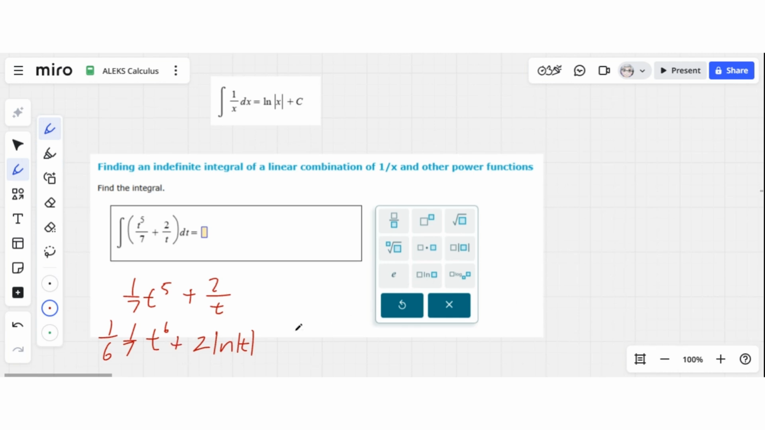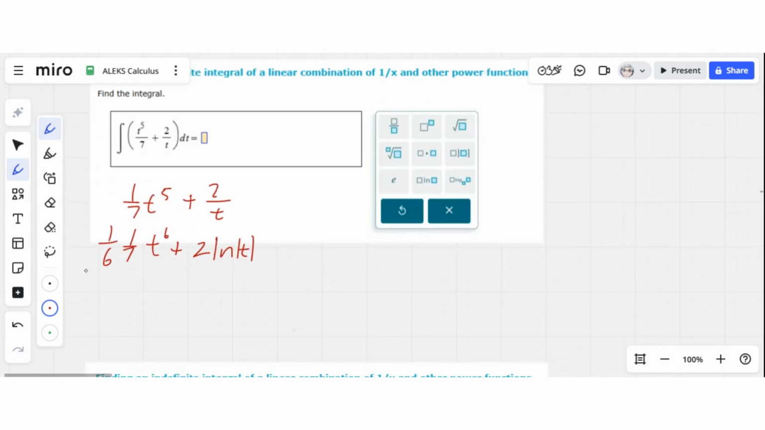So we just have a little bit of multiplication to do here. So this is 1/42 t to the sixth plus 2 times the natural log of the absolute value of t. Let's try one more.